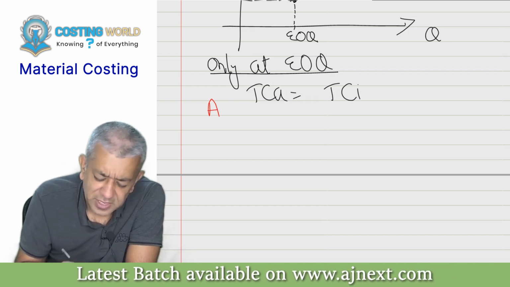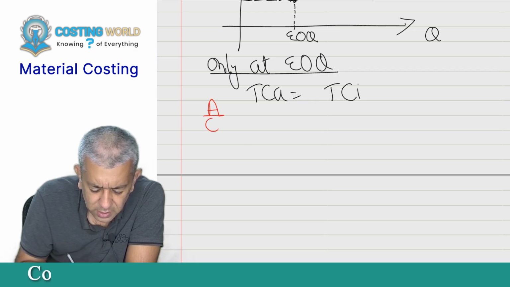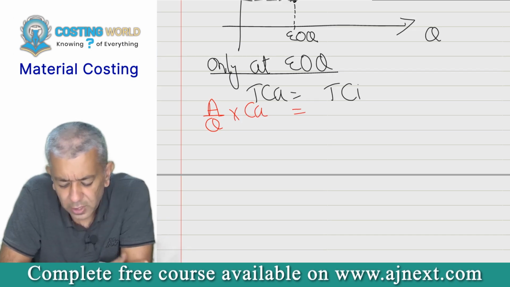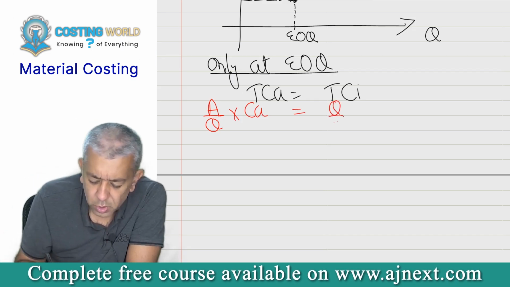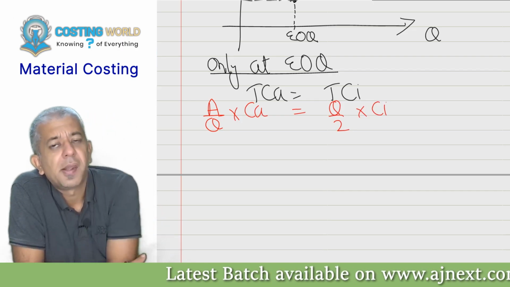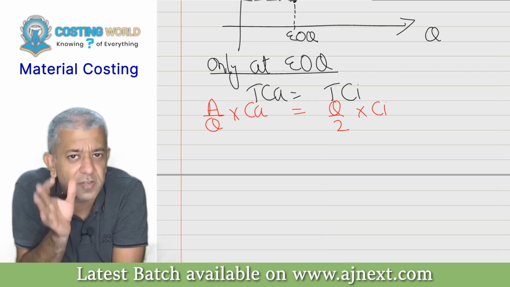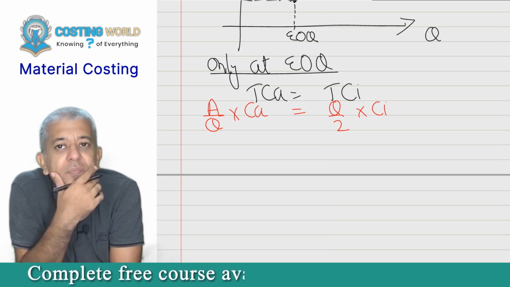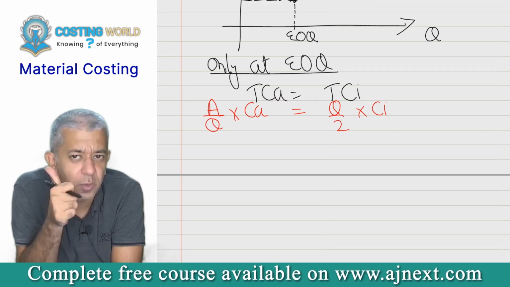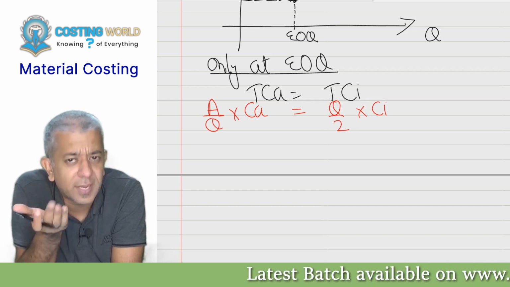So formula of TCA is what? A upon Q into CA. This will be equal to Q by 2 into CI. Can we say my aim of this entire thing is to find the best value of Q? Yes, sir. Can we say best value of Q is called EOQ? Is that okay for everybody? Yes, sir. Okay, so I have to find out Q actually.